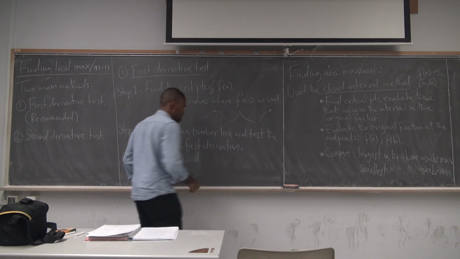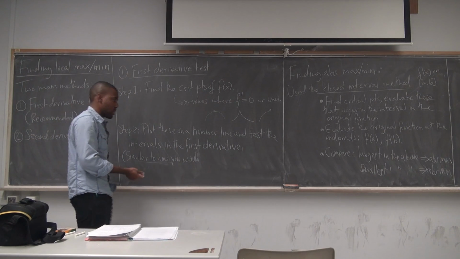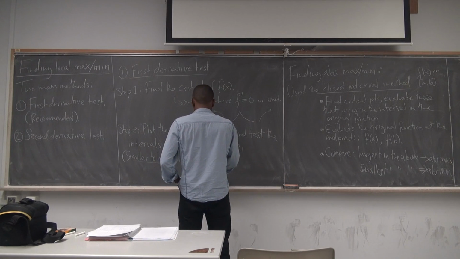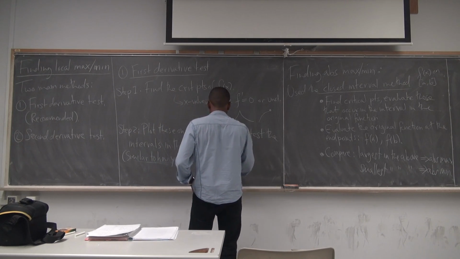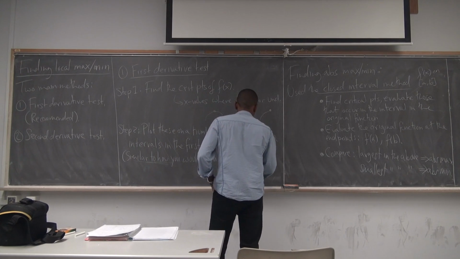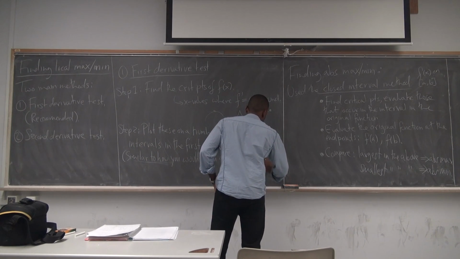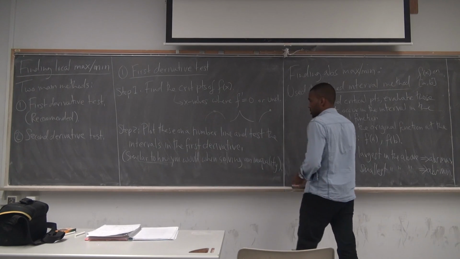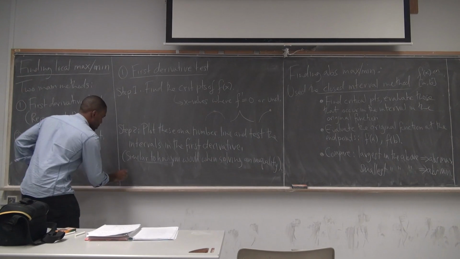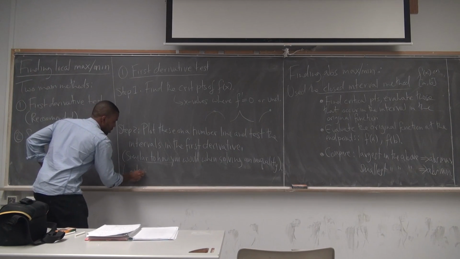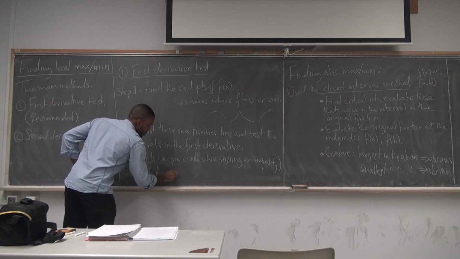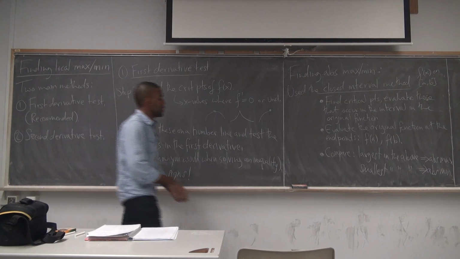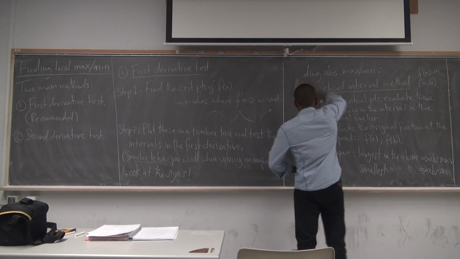This shouldn't be an unfamiliar notion. It's similar to how you would do something when you're solving an inequality. It's the same kind of process. Once you do that and you test the intervals, basically all you're looking for, you don't really care about the value, you care about the signs. You want to know where the derivative is positive versus negative, because positive is going to be increasing, negative is going to be decreasing.